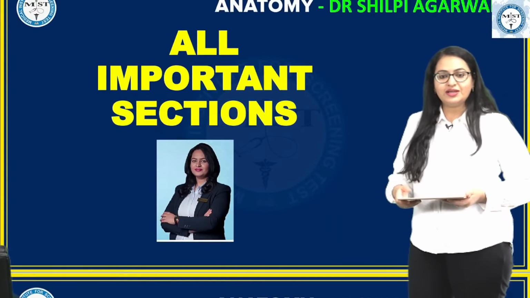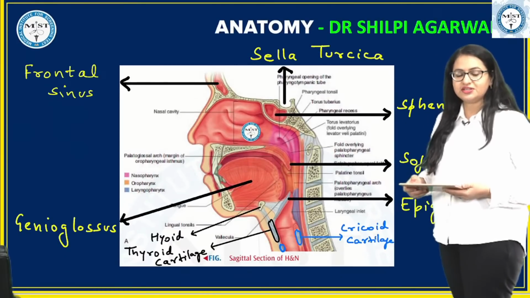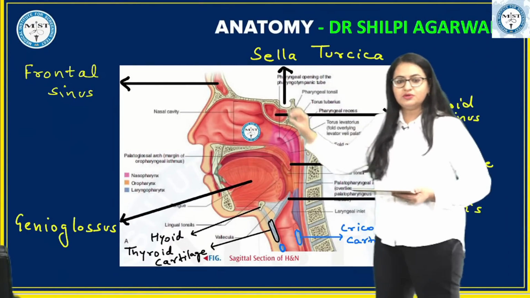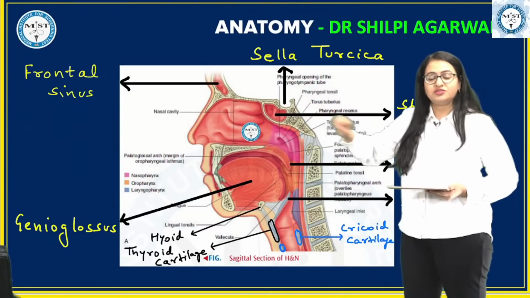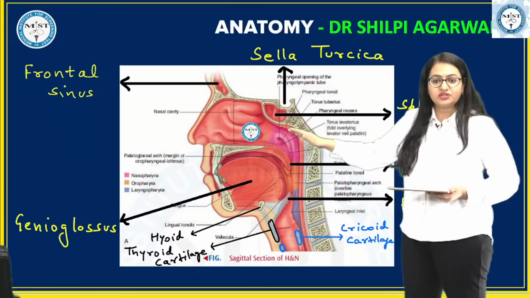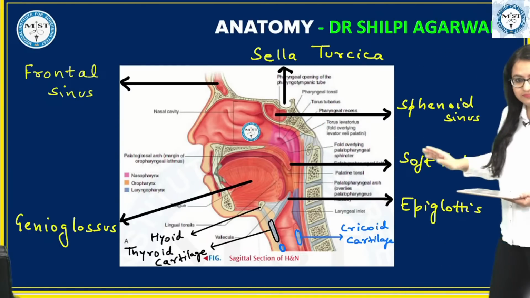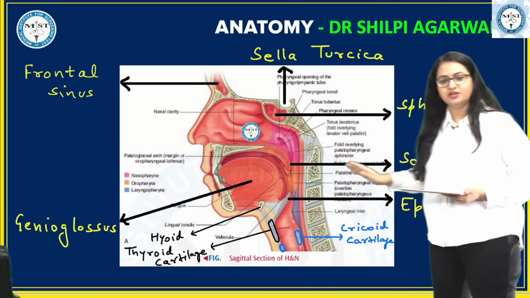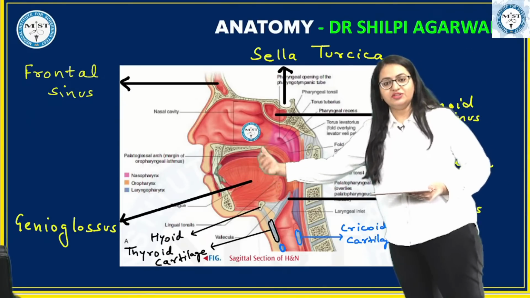First of all, I'm going to discuss all the important sections. Let us see this section. This is very, very important, the sagittal section of head and neck. You should be able to identify this frontal sinus. Over here, the U-shaped depression is the sella turcica, very, very important. Just below it, this sinus is the sphenoid sinus. The hard palate, behind it is the soft palate. Then, as we come over here, this is the tongue having the genioglossus.